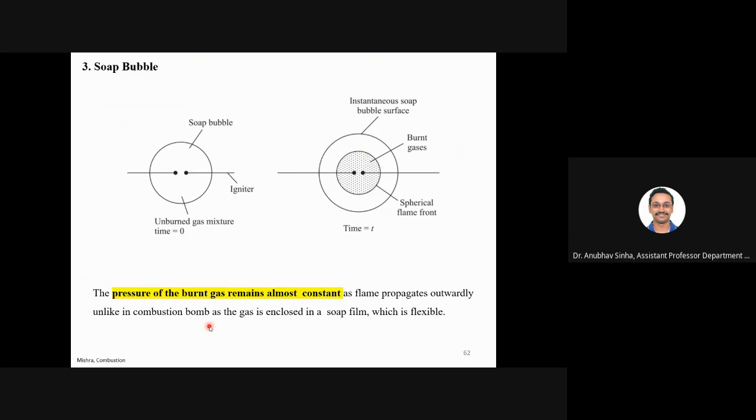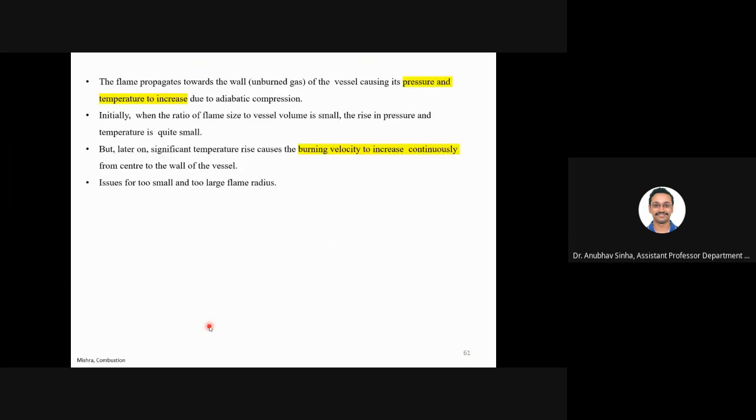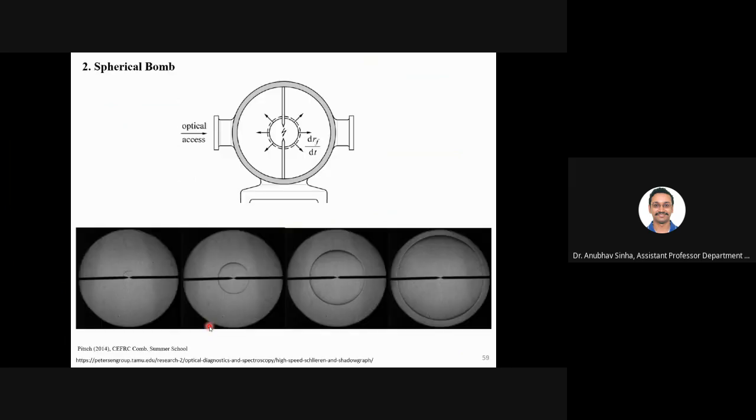Moving on. Another technique. Now, one major issue with this is that you have a finite radius. If you keep a very large vessel, then up to a certain radius I can measure the flame speed. So basically the idea is that your flame should be small in comparison with your bomb. If the bomb is, let us say, a very big 10 meters radius, then even if a flame is large, it will look something like this. So the relative size is important.